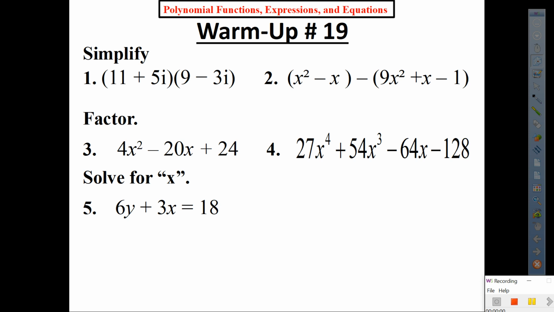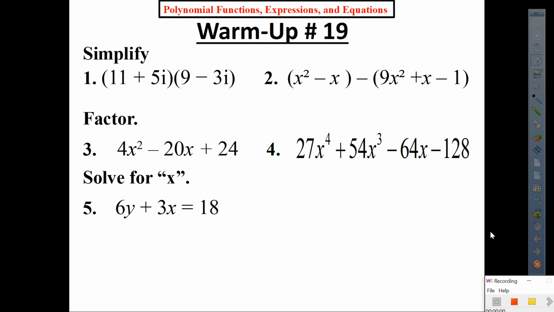Then the next ones, 3 and 4, it says factor. For number 3 it reads 4x² - 20x + 24. For number 4 it reads 27x⁴ + 54x³ - 64x - 128. And number 5, it says solve for x, and they give the equation 6y + 3x = 18.